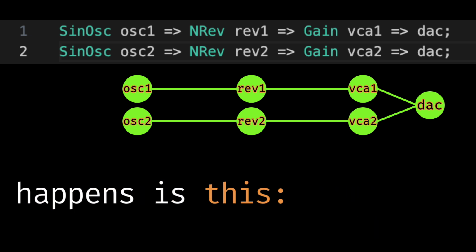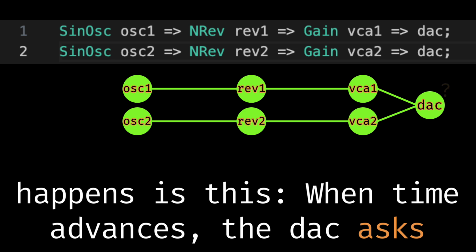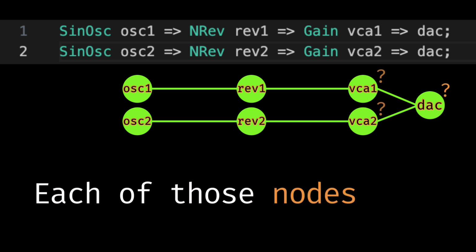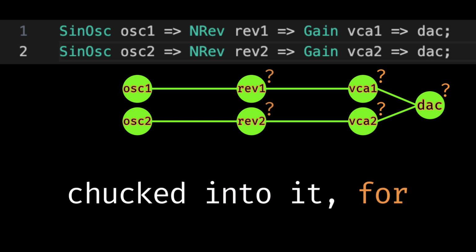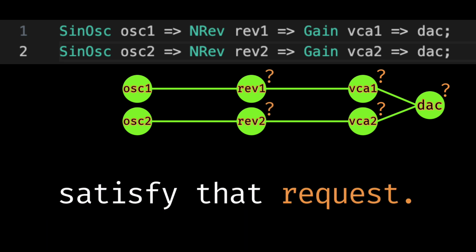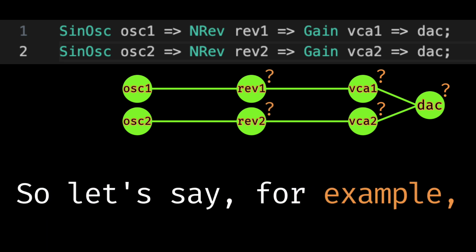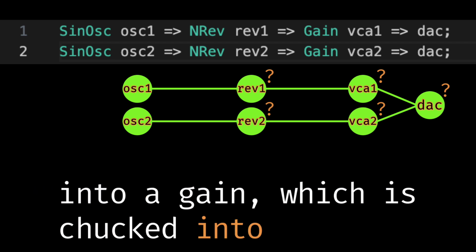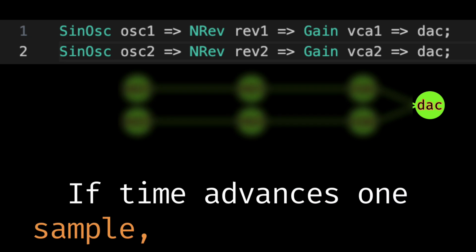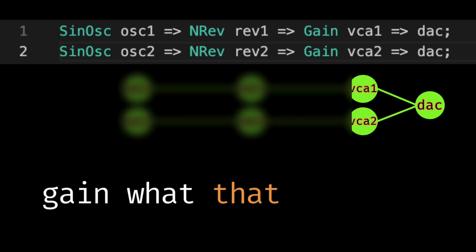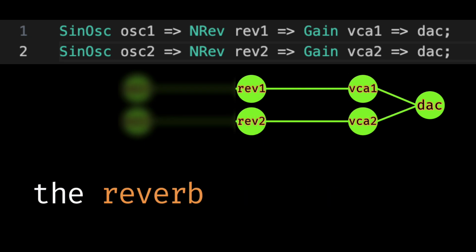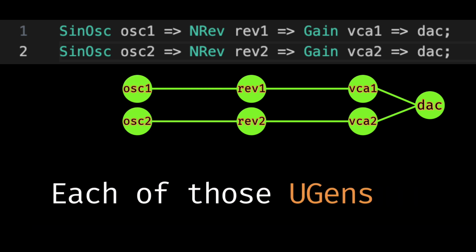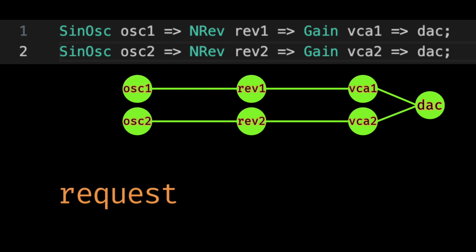What actually happens is this. When time advances, the DAC asks each node that is connected to it for samples to fill up that time. Each of those nodes will ask any nodes that are chucked into it for samples that it needs to satisfy that request. So let's say, for example, that we have a sine oscillator chucked into a reverb, which is chucked into a gain, which is chucked into the DAC. If time advances one sample, the DAC asks the gain what that sample's value is. The gain asks the reverb what the next sample is, and the reverb asks the sine oscillator what the next sample is. Each of those UGens is responding to a downstream request for a sample.